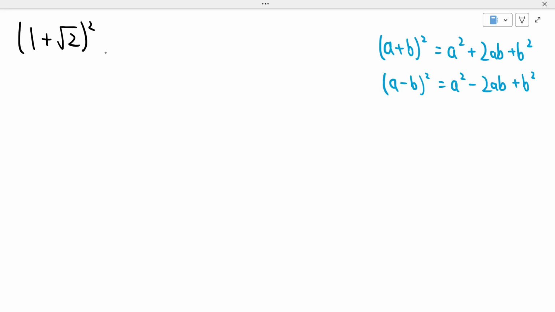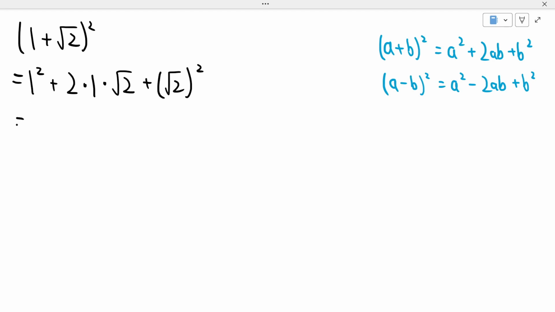So the a squared in the formula of a plus b squared is just the first term squared. So this is just equal to 1 squared. And then the 2ab is basically saying it's 2 times the first term times the second term. So the first term is 1 and the second term is the square root of 2. And then the plus b squared is just the second term, which is the square root of 2, all squared. So now all we have to do is simplify this expression further.